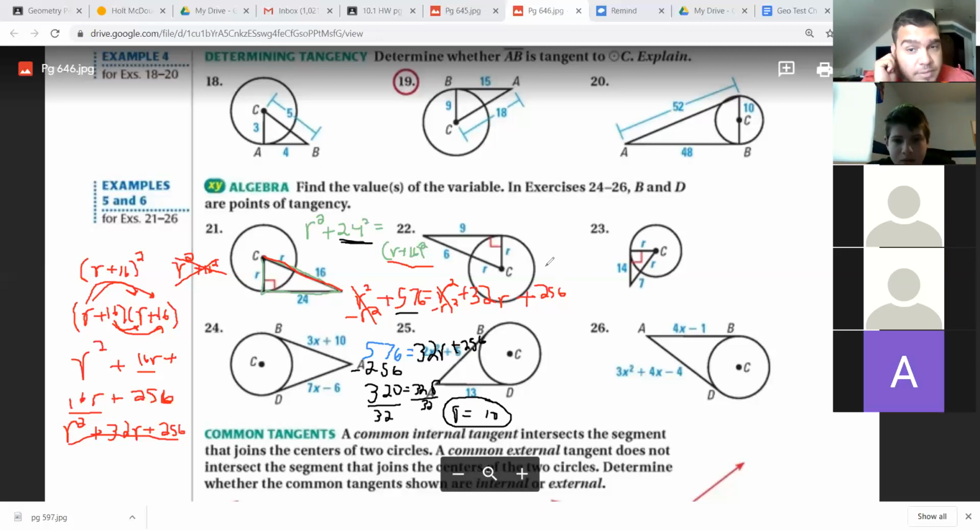Can you erase the board? Erase at least this top part right here. Maybe people need the black part.